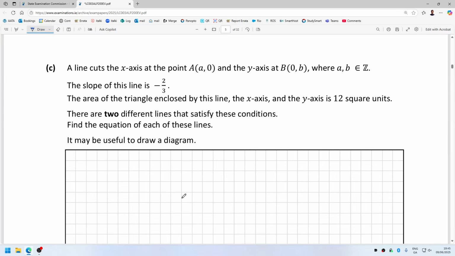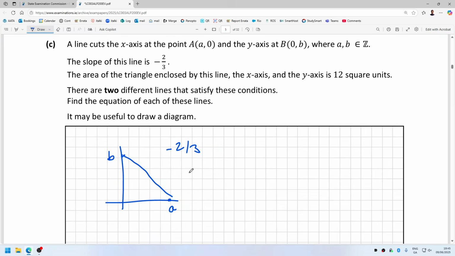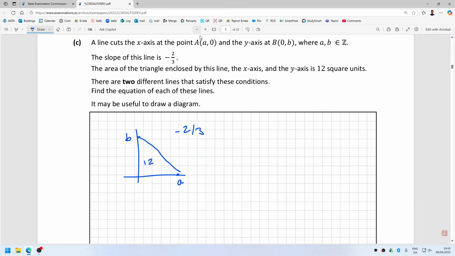A line cuts the x-axis at that point and the y-axis at that point. So cuts it here, A0, 0b. The slope of this line is minus 2 over 3. The area of the triangle enclosed is 12 units. There are 2 different lines which satisfy these conditions. Find the equation of each of these lines. It may be useful to draw a diagram.